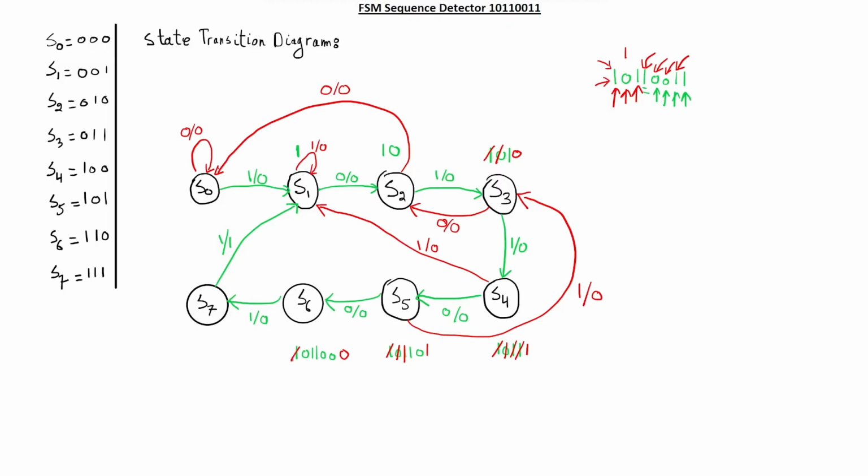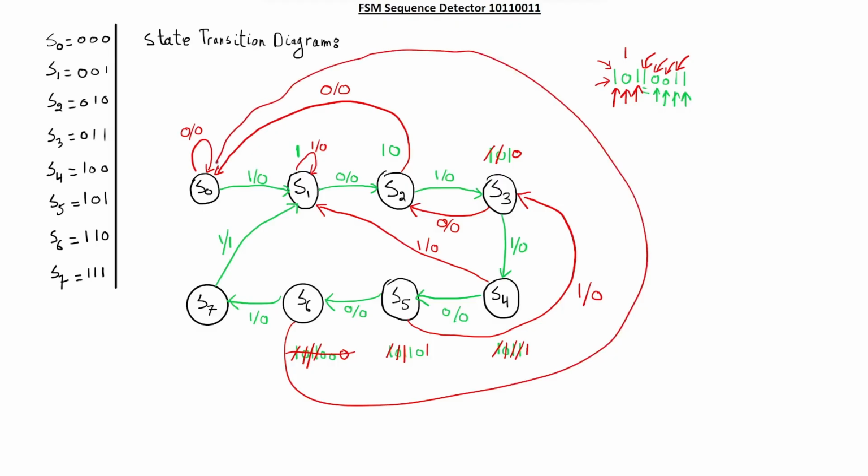So if we discard this one, we cannot make the sequence right because we start with 0, but our sequence starts with 1. If we discard this, 1, 0, 0, 0, we cannot make it right. If we discard this, we cannot make it right because our sequence starts with 1, and we are left with zeros. So in this case, we have to discard everything and go back to S0, the initial state. So we entered 0, the output is 0.